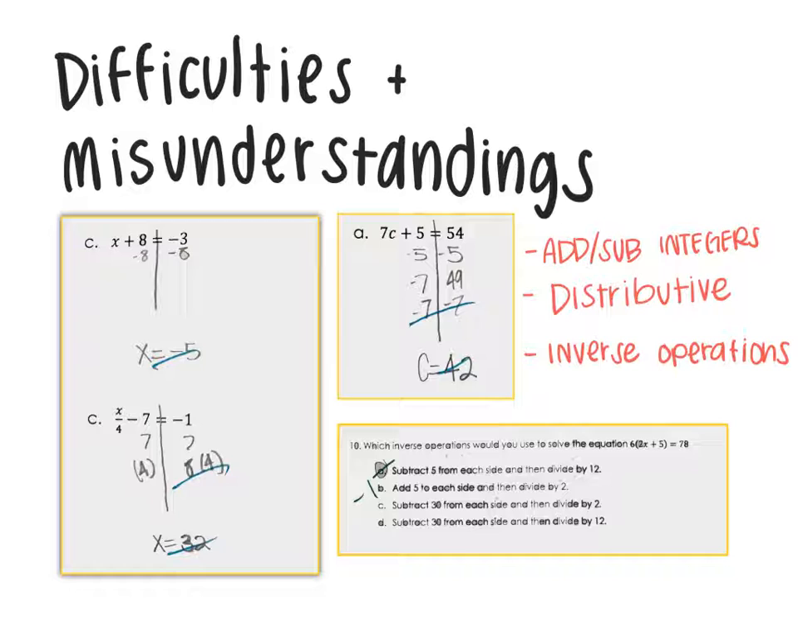The student that I focused on is in 7th grade math and is taking 7th grade algebra. So she had difficulties and misunderstandings in adding and subtracting integers, the distributive property, and inverse operations. The first box on the left, examples adding and subtracting integers, complications. This box right here, examples, issues with the inverse operations, and the last box talks about the distributive property.